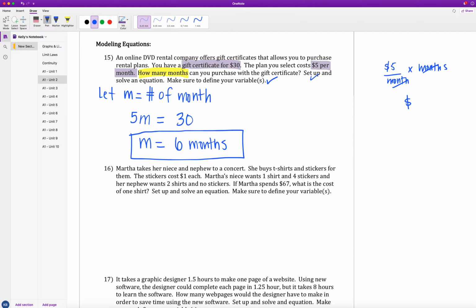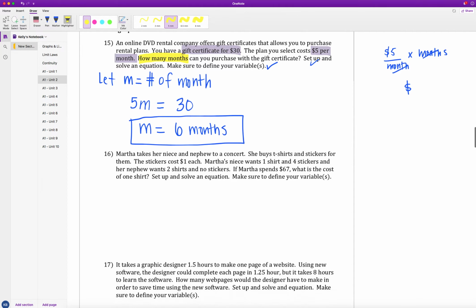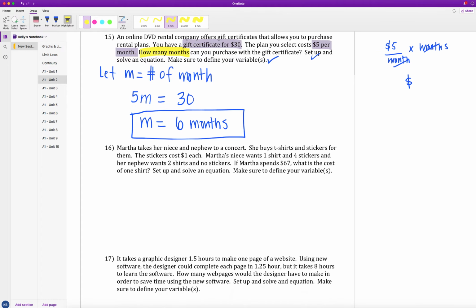Okay, our second example has a little bit more going on with it. Why don't we go ahead and read it? So it says, Martha takes her niece and nephew to a concert. She buys t-shirts and stickers for them. The stickers cost $1 each. Martha's niece wants 1 shirt and 4 stickers, and her nephew wants 2 shirts and no stickers. If Martha spends $67, what is the cost of 1 shirt? Set up and solve an equation. Make sure to define your variables.